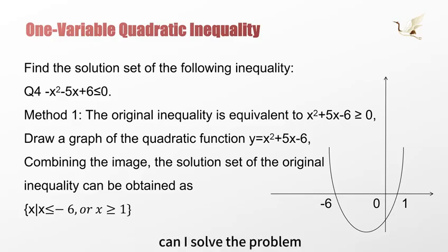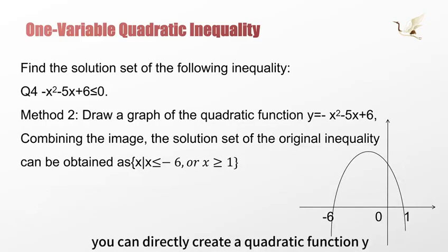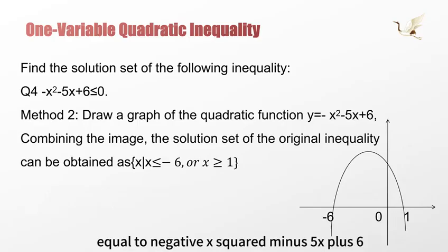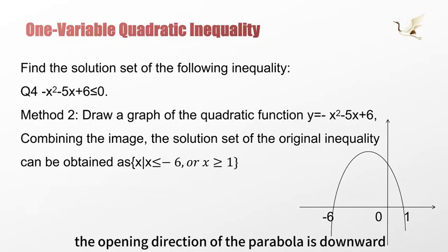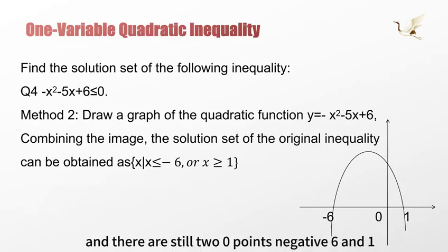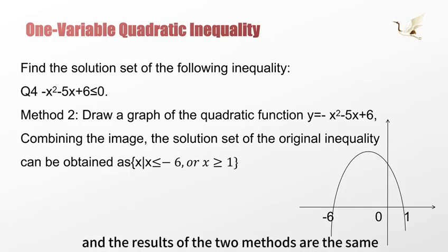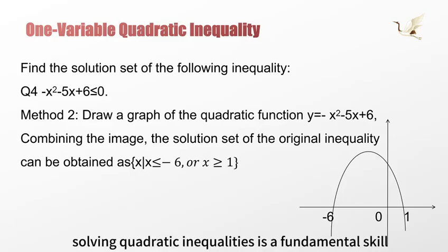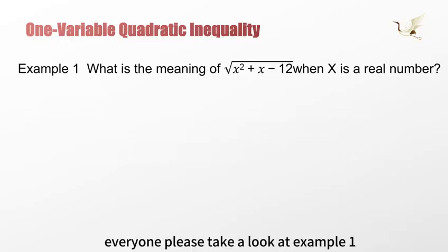Can I solve the problem without changing the quadratic coefficient? Of course, you can directly create a quadratic function y equals -x squared minus 5x plus 6. Here, it should be noted that the opening direction of the parabola is downward, and there are still two zeros, -6 and 1. We obtain x less than or equal to -6 or x greater than or equal to 1, and the results of the two methods are the same. Solving quadratic inequalities is a fundamental skill for mastering high school mathematics, and we will encounter it in many topics in the future. Everyone, please take a look at example 1.